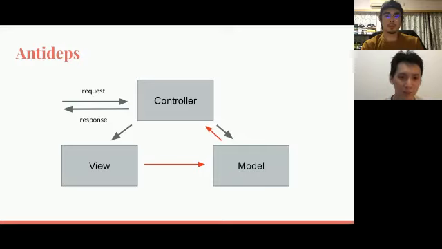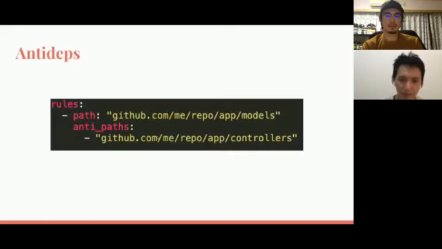In the same case, we don't want the view to access the model directly. We want the view to take data from the controller. So these two red arrows are the things that we are trying to prevent. In that case, we use this anti-depth to specify the rules that we are trying to enforce.